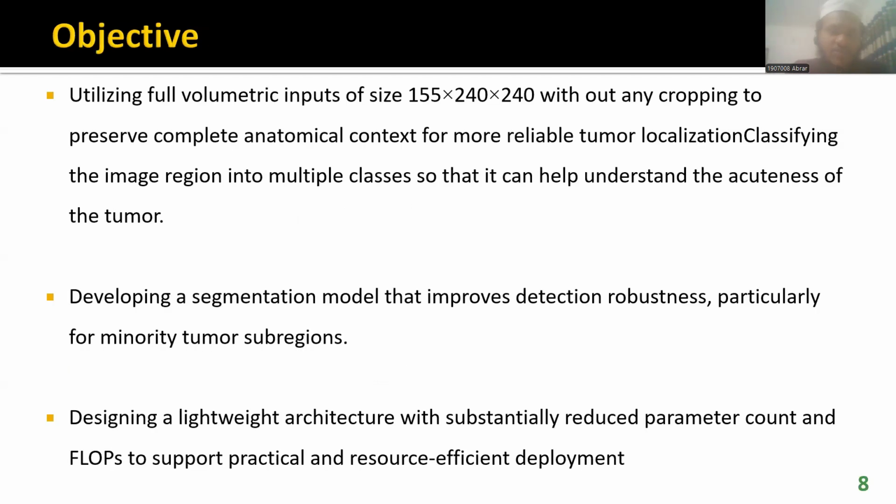So here are the objectives. The first objective is to use the full volumetric inputs of 3D MRI images, which we can find from the BraTS dataset. The dimension is 155 times 240 times 240. Our next objective is to improve detection robustness, particularly for minority tumor subregions. Our third objective is designing a lightweight solution which substantially reduces parameter count and floating point operations to support practical and resource-efficient deployment.